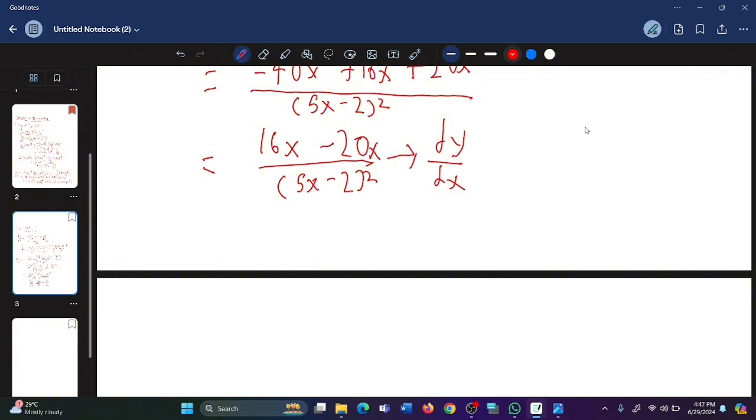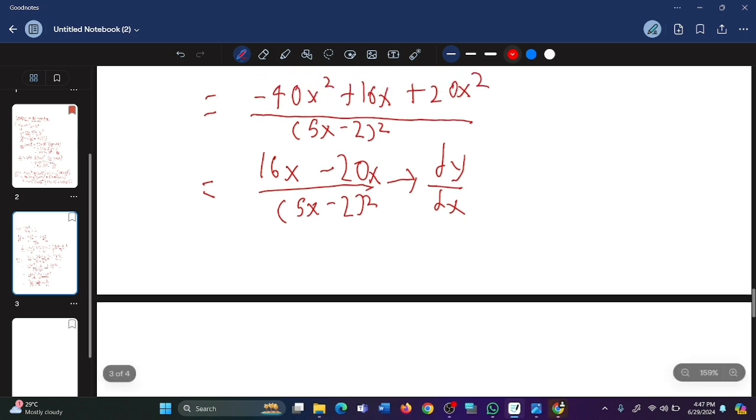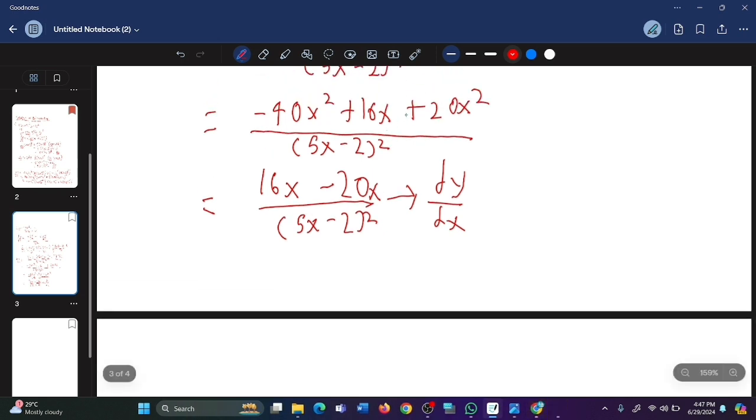Oh, sorry. There would be an x after 20. Forgot to put the x. There would be an x after 20. As there, x squared, not x squared. As minus 40x squared plus 20x squared is minus 20x squared, there would be an x squared, sorry.